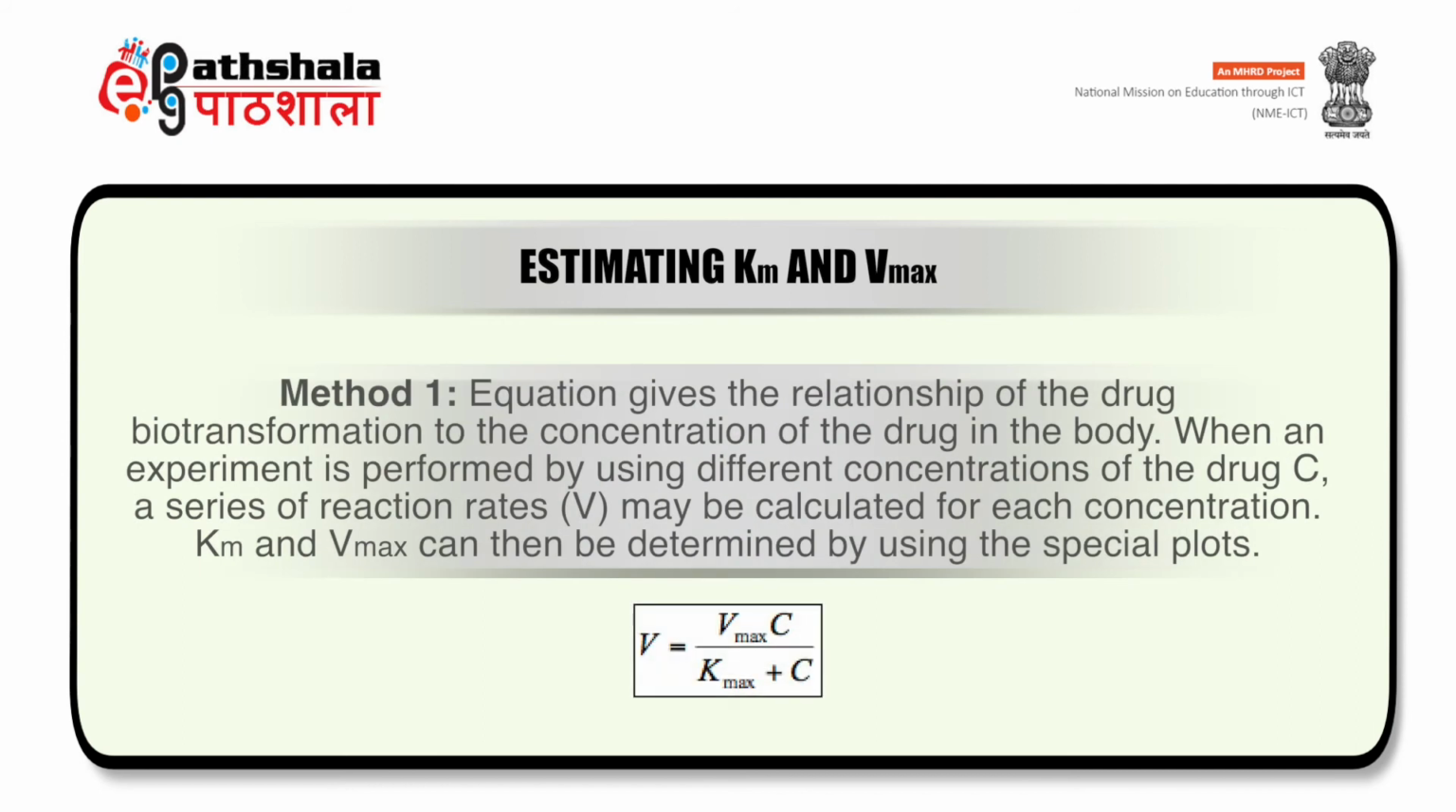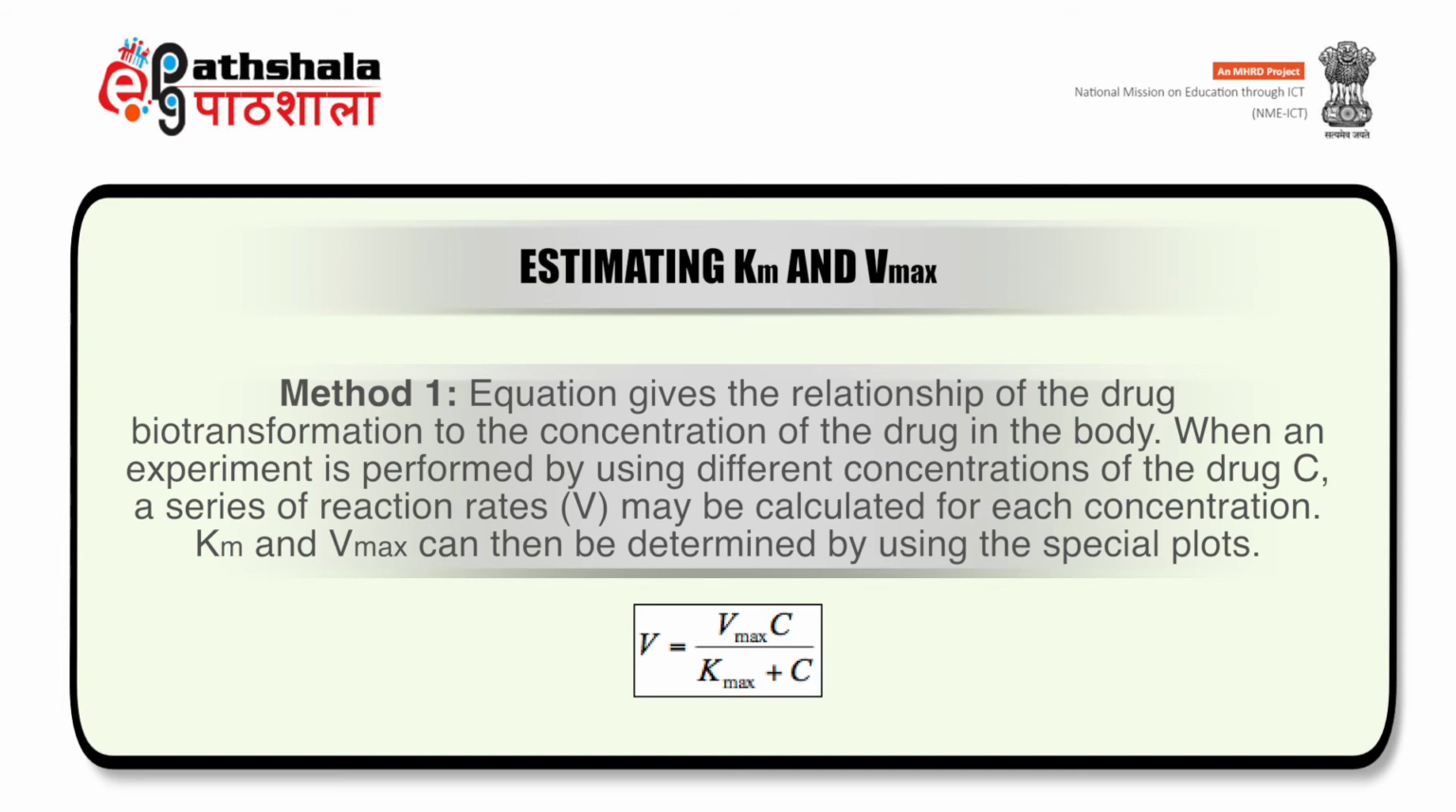Method 1 talks about using the equation which gives the relationship of drug biotransformation to the concentration of the drug in the body. When an experiment is performed by using different concentrations of the drug C, a series of reaction rates V may be calculated for each concentration. Km and Vmax can be determined by using these special plots.